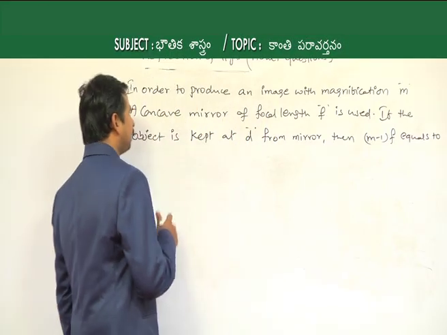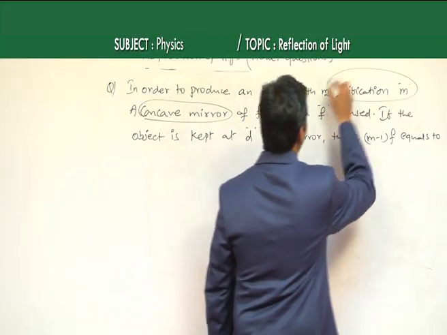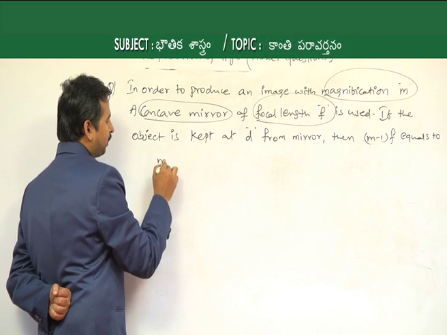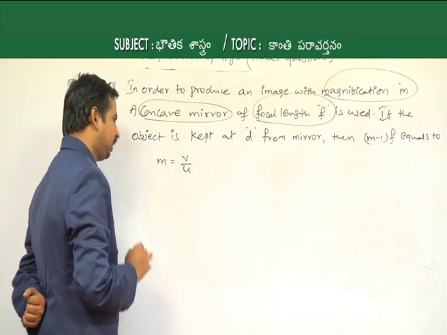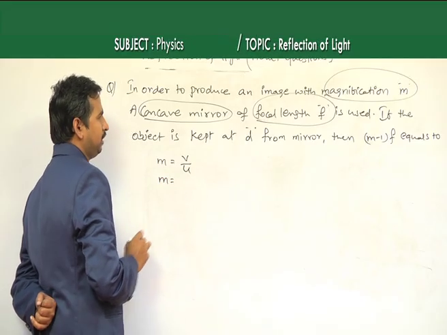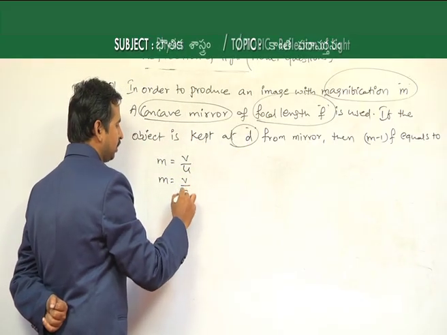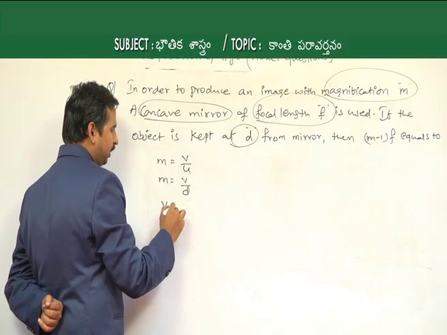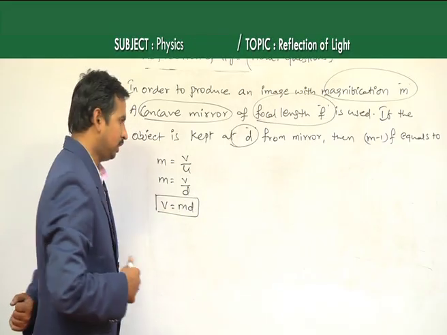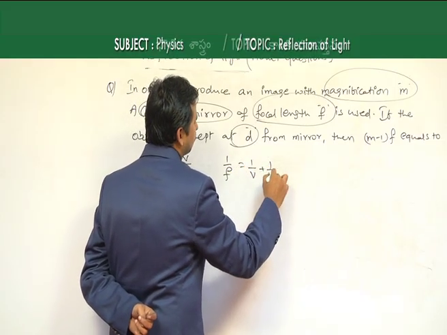As given, it is a concave mirror with magnification m and focal length f. These are the given values, and we know that the magnification m is equal to v by u. The object distance is given as d, the object is kept at a distance d. So here the object distance is d. Then from this we can write v is equal to m into d, which means the image distance becomes m into d. Then the actual relation for this mirror is 1 by f is equal to 1 by v plus 1 by u.